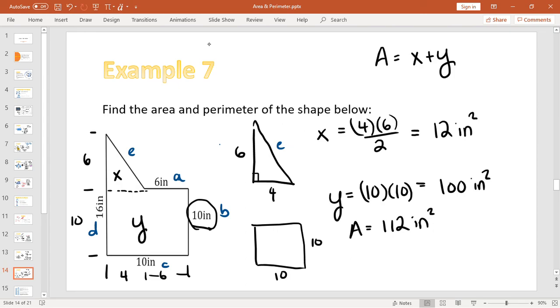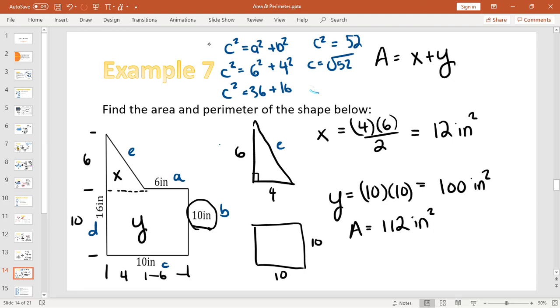So once again, C squared equals A squared plus B squared. C squared equals 6 squared plus 4 squared. 36 plus 16. And C squared equals 52. And C equals the root of 52. Same math every time. C equals 7.2. So we're going to add all of those numbers up together. A is 6, B is 10, C is another 10, D is 16, and E is 7.2, giving us a perimeter outside edge of 49.2 inches.